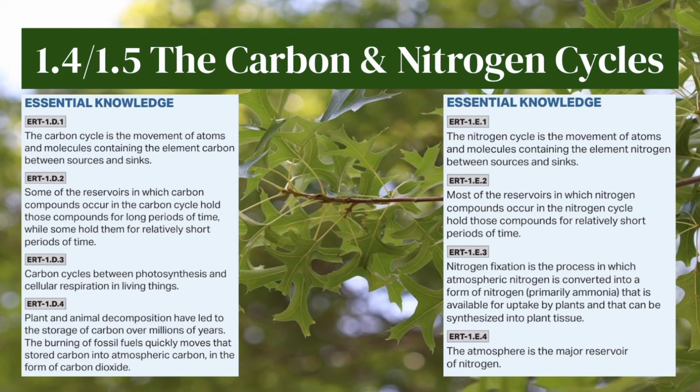Hi everybody, so today we're going to be talking about the carbon and nitrogen cycles. These cycles are really important because carbon and nitrogen are both necessary for all living things to survive. These cycles are examples of closed systems. So a closed system means that we aren't losing or gaining any atoms or molecules. Carbon and nitrogen are just moving through an ecosystem by being converted into different molecules.